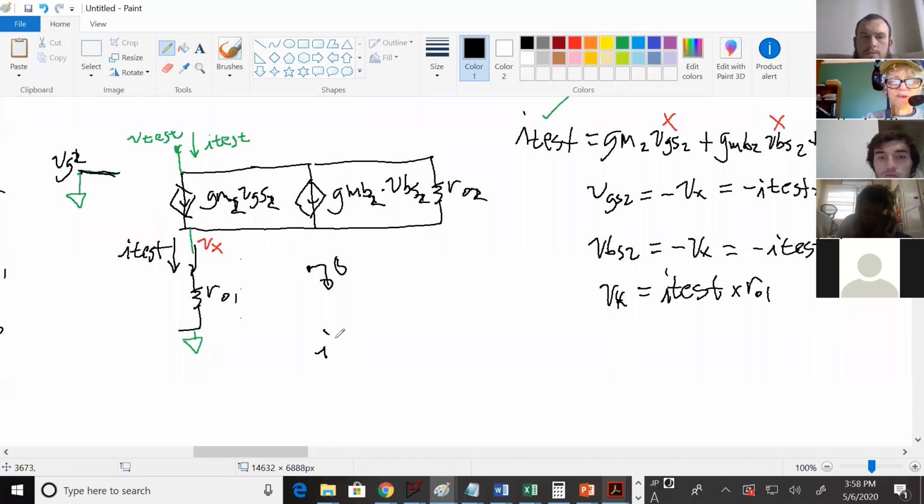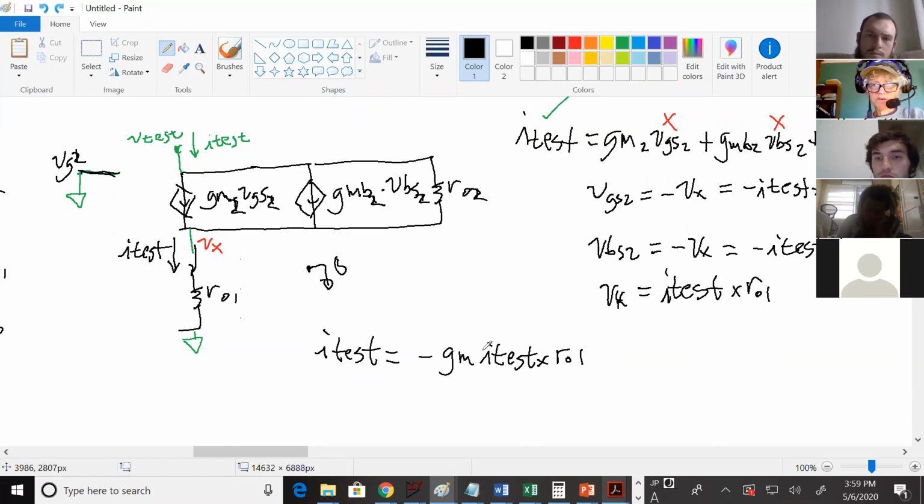So I have my original equation. I have I test equals GM2 times your VGS2, but that's minus I test times RO1. Better to use a dot maybe. And then you've got the second term. It's minus GMB times I test times RO1. So that takes care of these 2 terms.